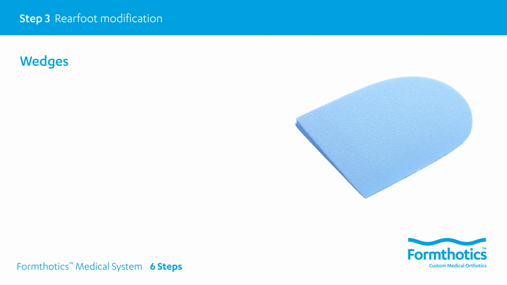Wedges can be applied on the medial or the lateral side of the foot. Where the thickest portion of the wedge is applied to the underside of Formthotics is where the force is applied. For a medial rear foot wedge, apply the wedge with the thickest aspect to the medial side, tapering down to the thinnest part to the lateral side.